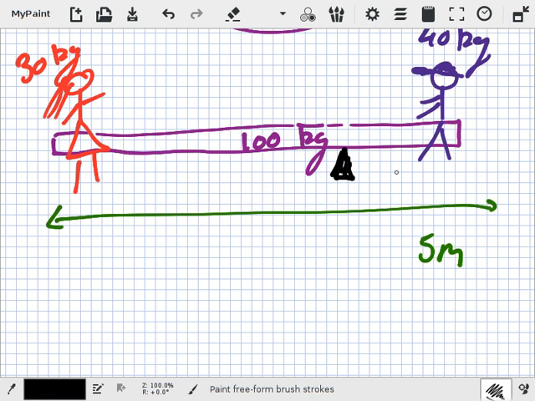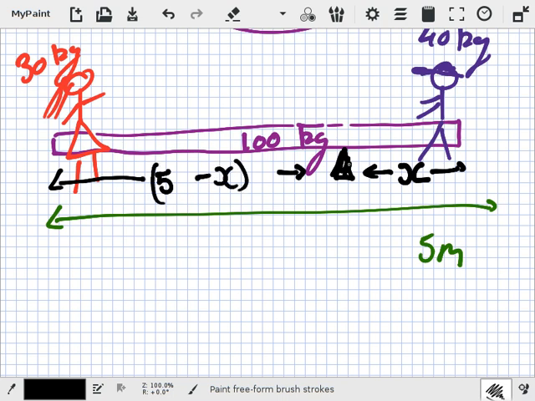So what we'll do is we'll call this distance x, and what will this distance be? Oh no, be careful. It's 5 meters, not a 100 meter seesaw. 5 minus x for that distance, and this one here is x. Now let me draw in the forces.